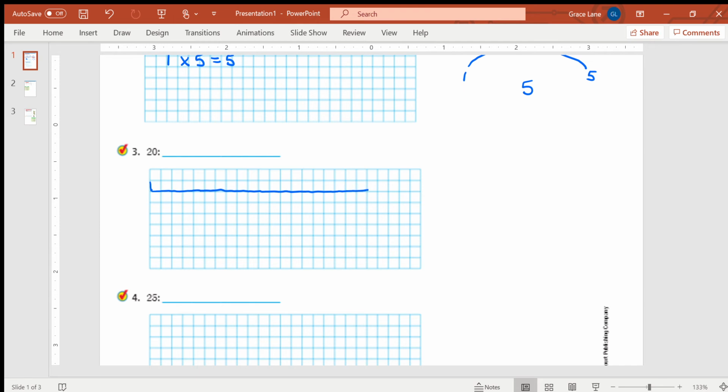I think that's 20. If you counted that up, 1 row of 20, there should be 20 boxes in my array. So you could think about other ways to make 20 using different rectangles. You could do 2 rows of 10, for example.